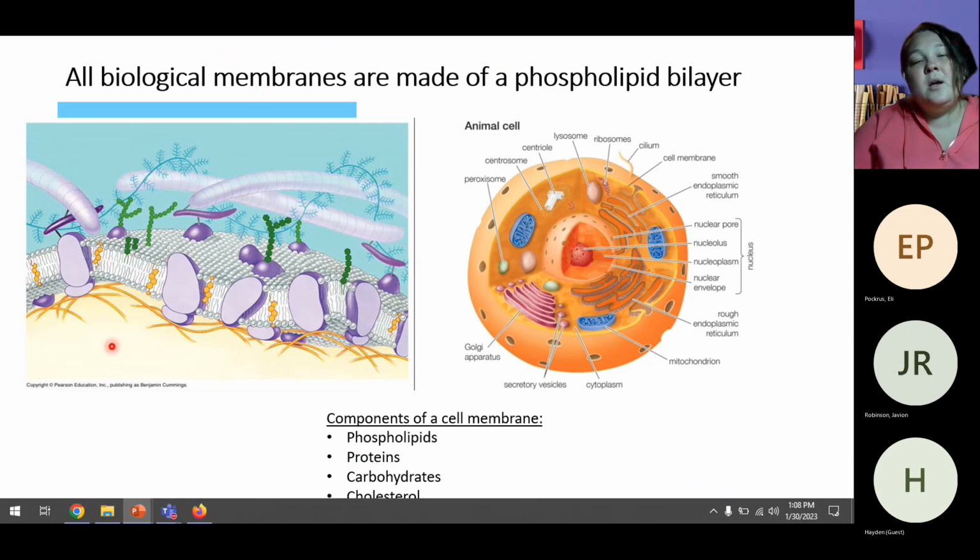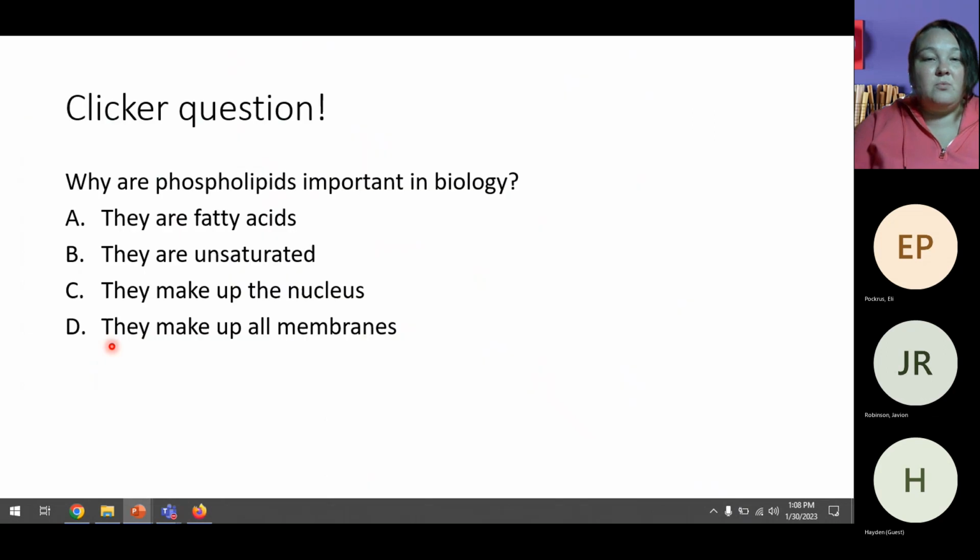And sometimes the cell will put cholesterol in the cell membrane to try and solidify it and tighten it up a little bit if it's getting too watery. Here's our next clicker question.